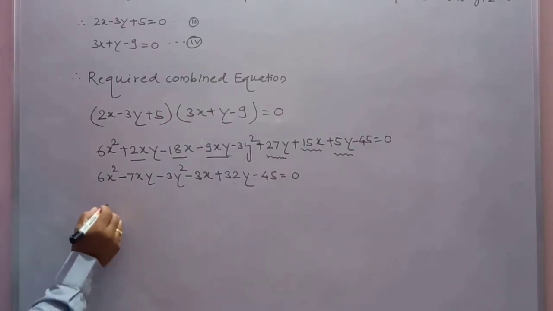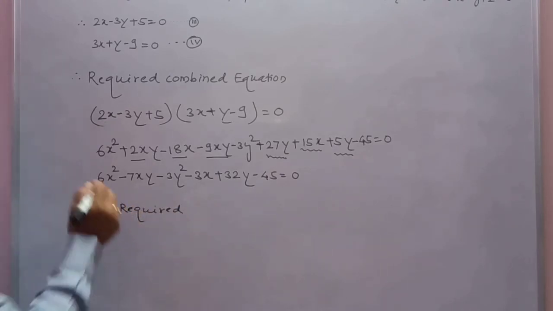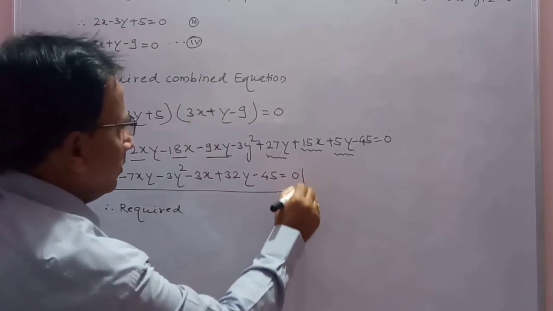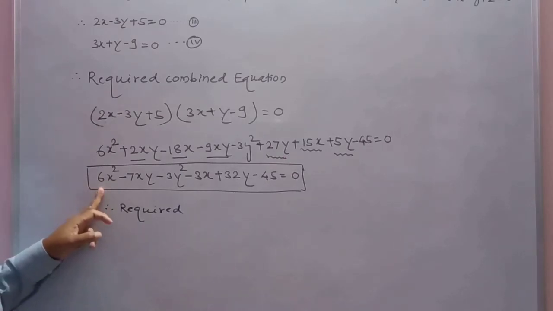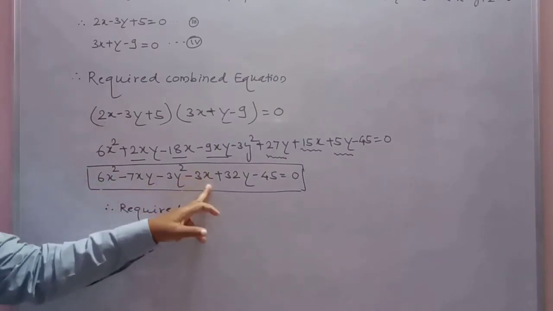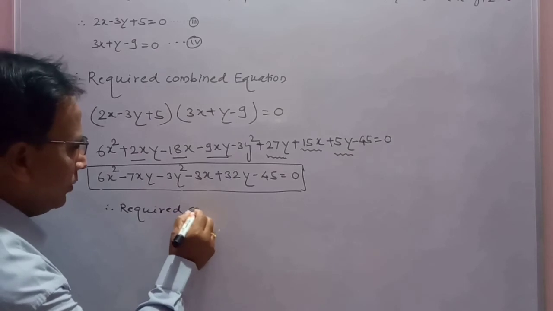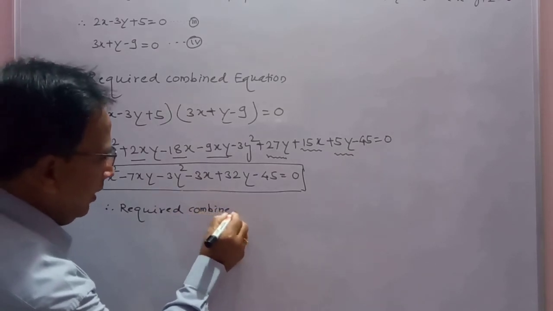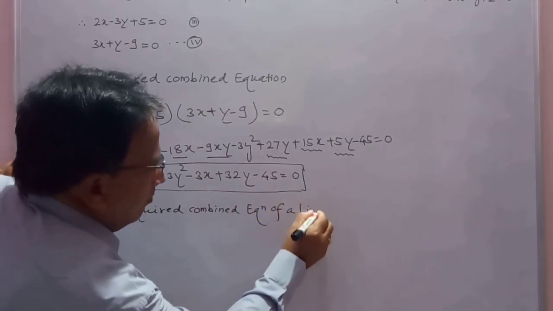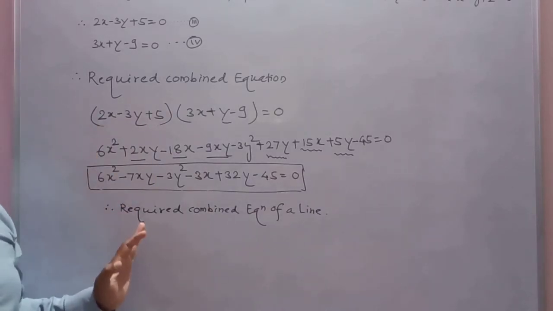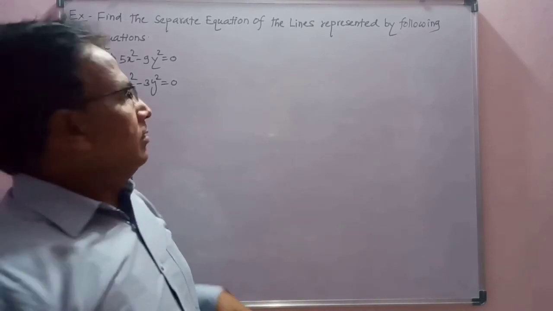This is the required combined equation: 6x square minus 7xy minus 3y square minus 3x plus 32y minus 45 equal to 0. This is the required combined equation of the lines. Do you understand? We discuss the next condition.